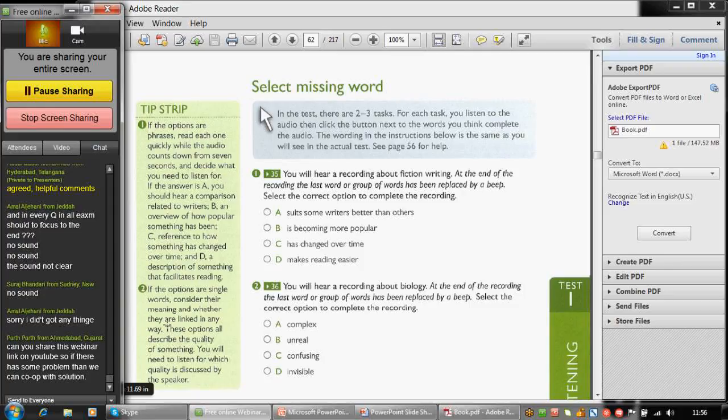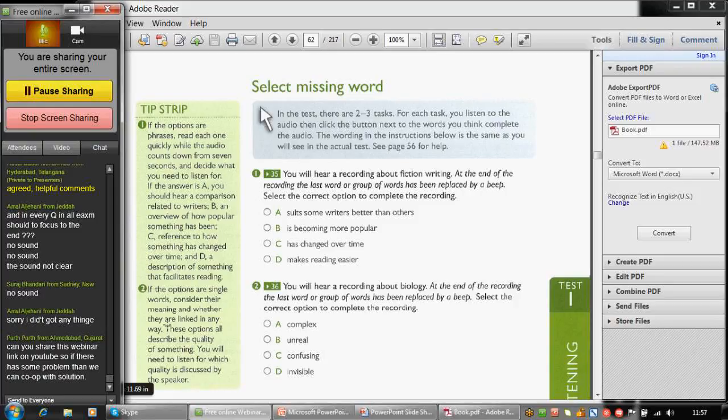There'll be no break or flow break in the statement. Okay, it becomes more popular. What becomes more popular? So there should be something which is said before the beep, relevant to being popular. Okay, like advertisement helps in becoming more popular. Advertisement helps in beep. Is it suits some writers better?